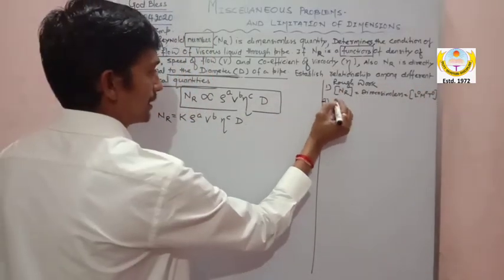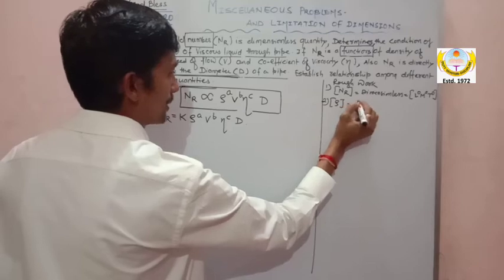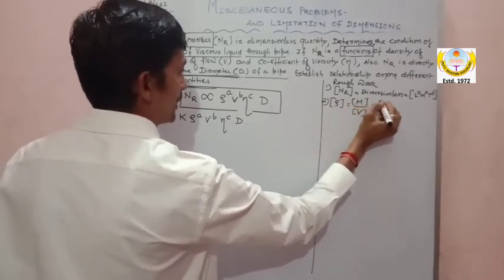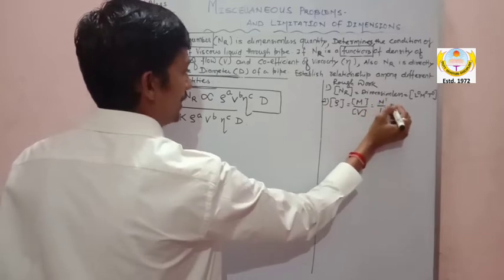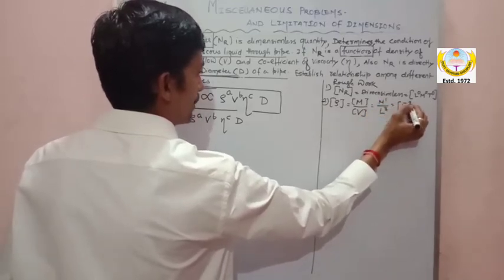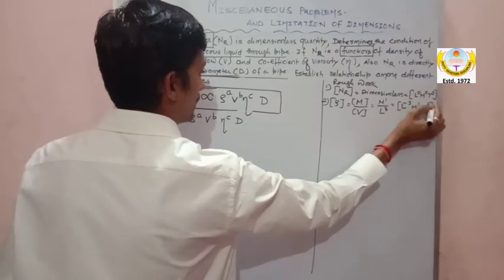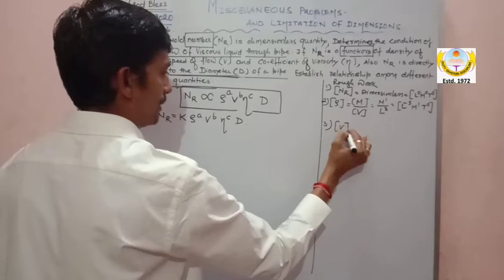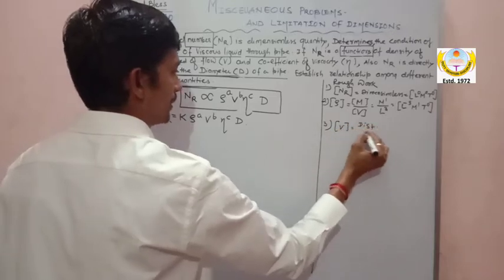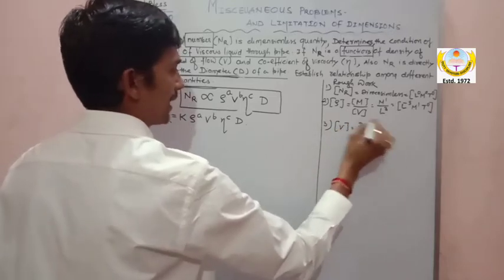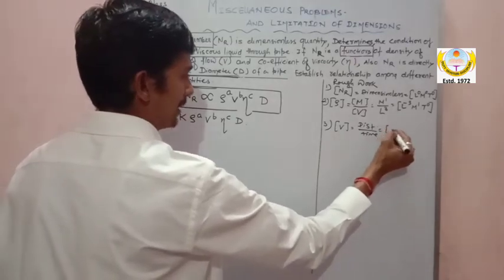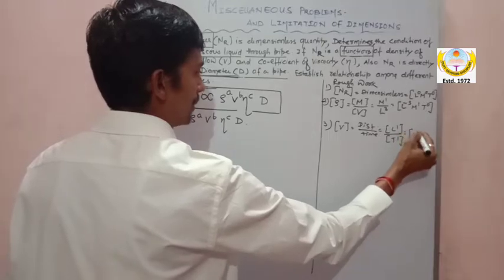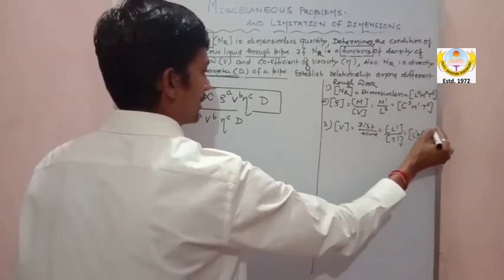Next is density. Density is nothing but mass upon volume. That is the dimension of mass and the dimension of volume, M power 1 and L power 3. So the dimension will be L power minus 3, M power 1, T power 0. Next is velocity. Velocity is nothing but distance upon time. If you know the dimension directly, you can write it. If you don't know, then you should write it this way: L power 1, T power 1. So the dimension will be L power 1, M power 0, T power minus 1.